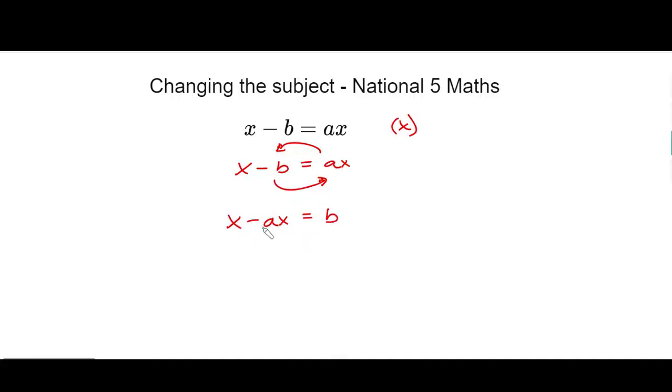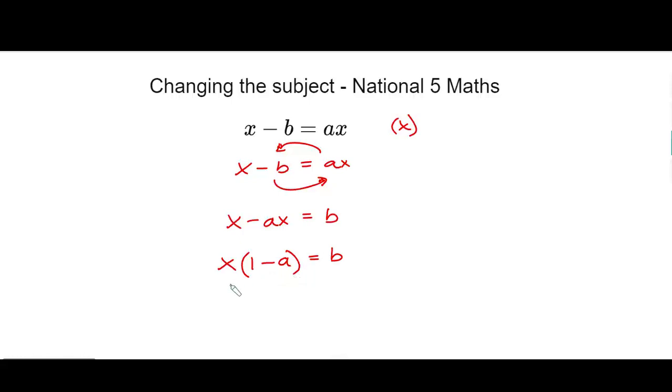So how am I going to solve for this? Because I've got two x's. So what I look for is a common factor. A common factor in x and ax is x, and I take that out the bracket. And I say x times 1 minus a is equal to b. Okay, so see how I did that? I just took x out here and I've got ax here, so x is a common factor. Take it out the brackets.